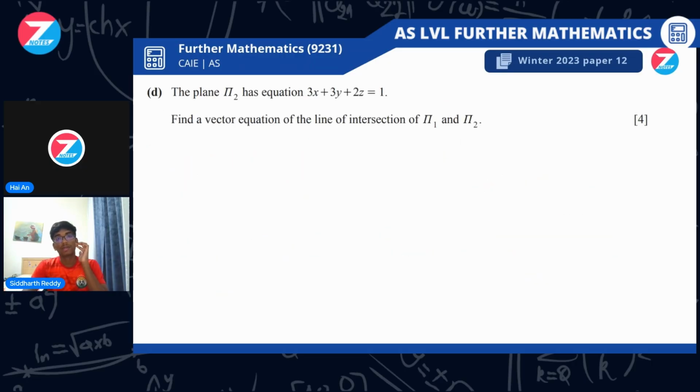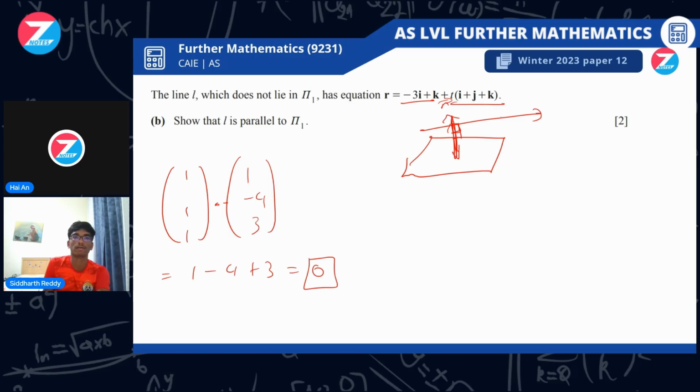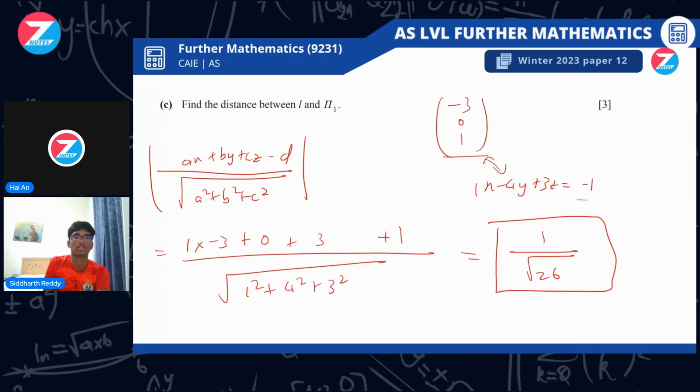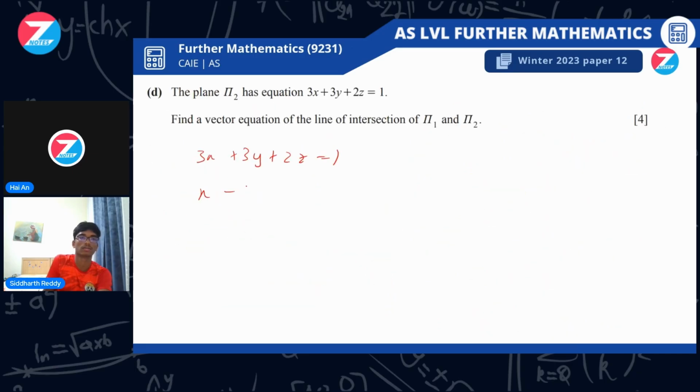Okay, the plane pi 2 has equation 3x plus 3y plus 2z is equal to 1. So find a vector equation of the line of intersection of pi 1 and pi 2. So first let's find a common intersection point. So we got 3x plus 3y plus 2z is equal to 1. And we also have x minus 4y plus 3z is equal to minus 1.